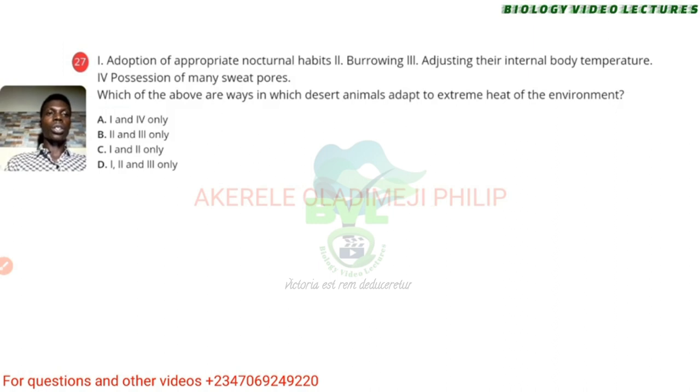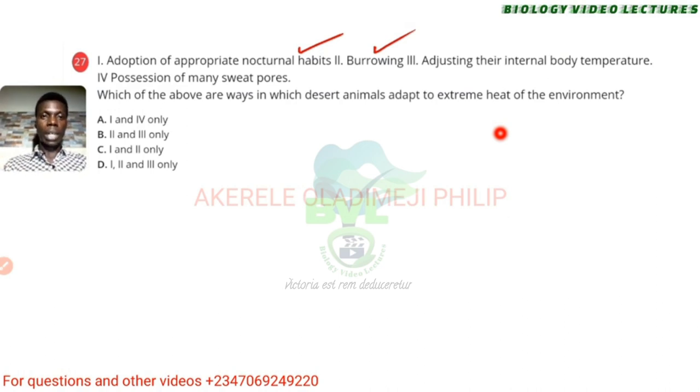Adoption of appropriate nocturnal habits, burrowing, adjusting the internal temperature, possession of many pores. Which of the above are the ways in which animals adapt to the extreme heat of the environment? Well, they adopt appropriate nocturnal habits. That means most of them avoid coming out in the desert during the day, so they don't lose heat. They don't come out when the sun is very hot, so most of them come out at night. Burrowing also, they try to stay in holes so that the sun doesn't heat them up directly. Adjusting their body temperature, yes, probably vasodilation, reducing digestion and all of those things to reduce heat production, so to say.